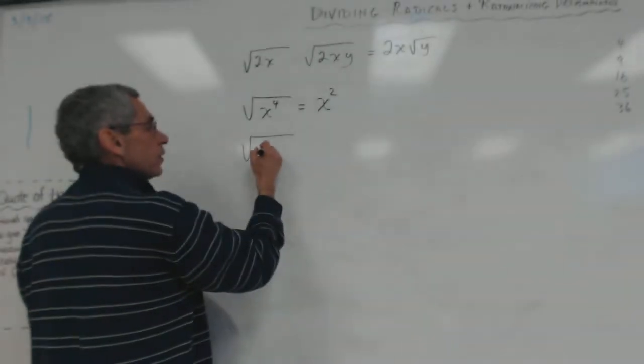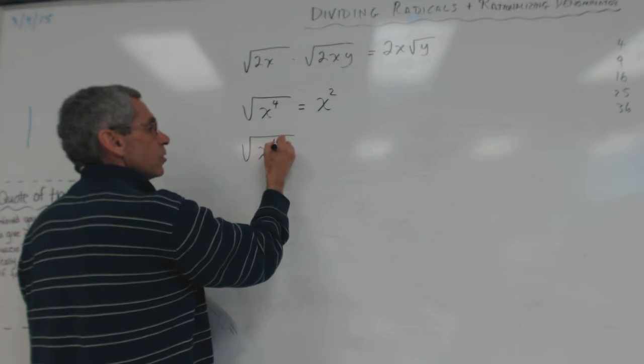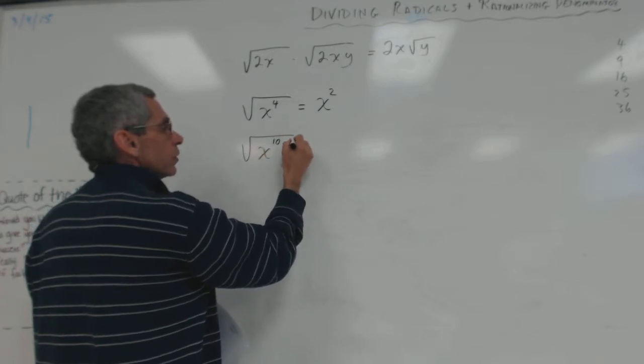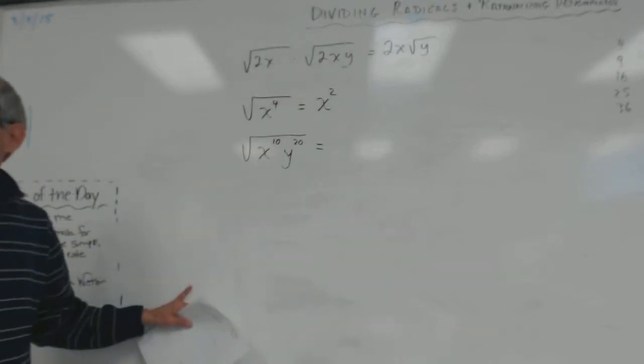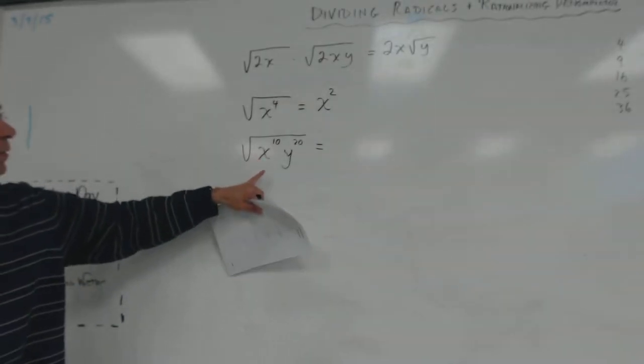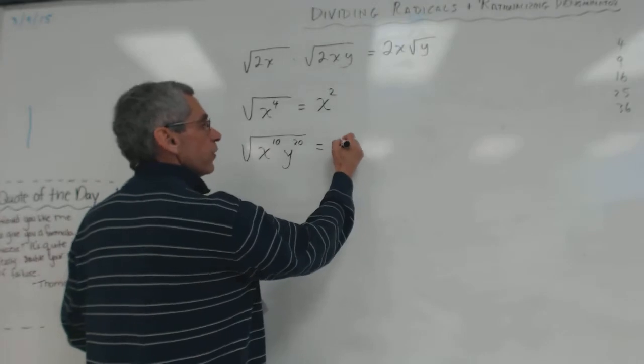Square root of x to the 10th, y to the 20th. It's x to the 5th, y to the 10th.